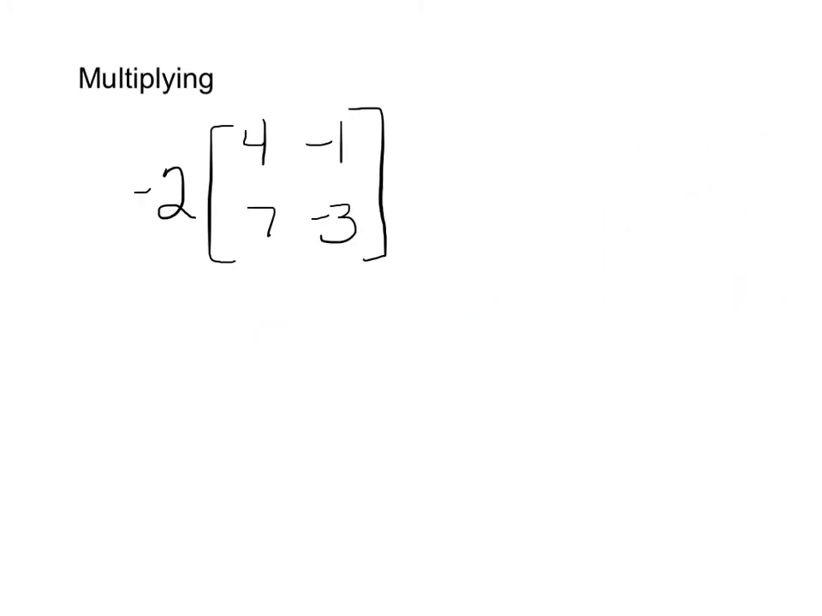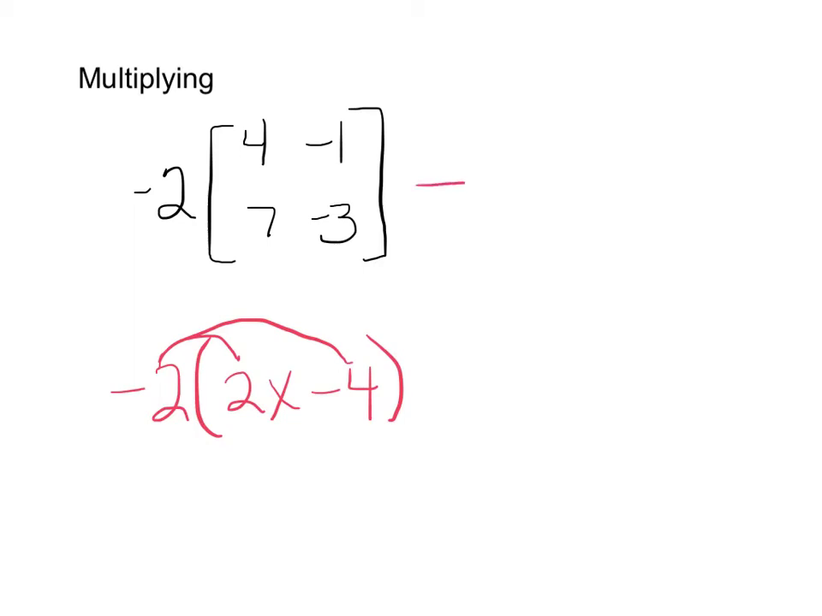Alright, next one's multiplying matrices. Well, here we have a -2 outside a matrix. It is just like having a -2 outside parentheses. If we have a -2 outside the parentheses, the -2 gets multiplied by everything inside, and a matrix is the same way. We have to take your -2 times your 4, and we get -8. You notice it goes in the same position as the 4.